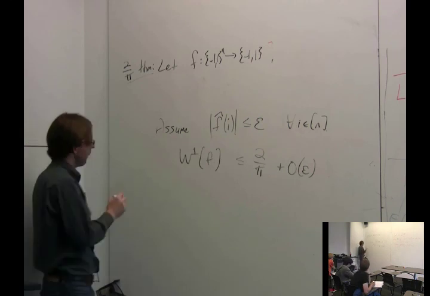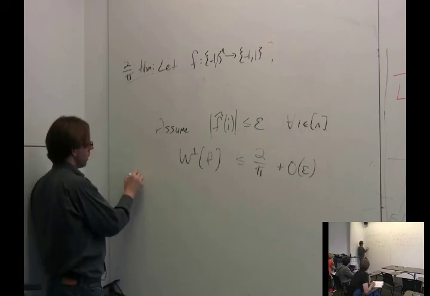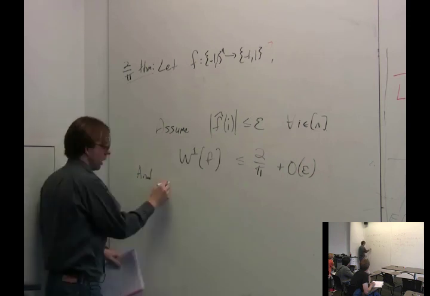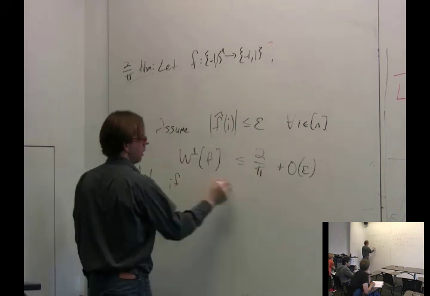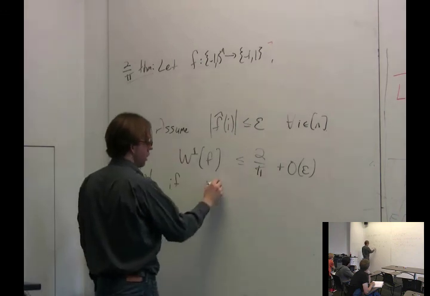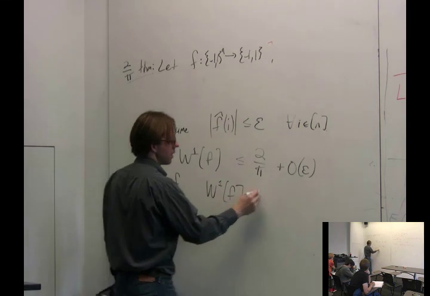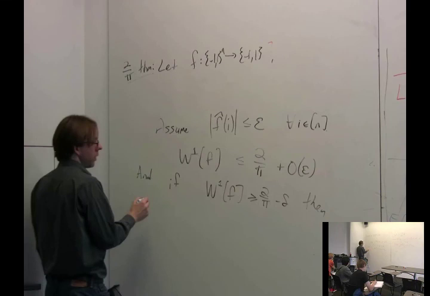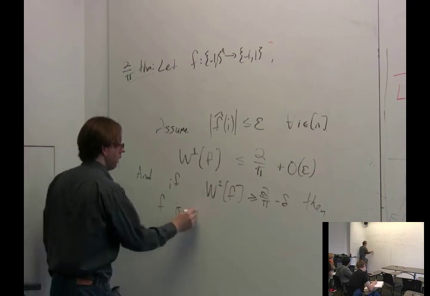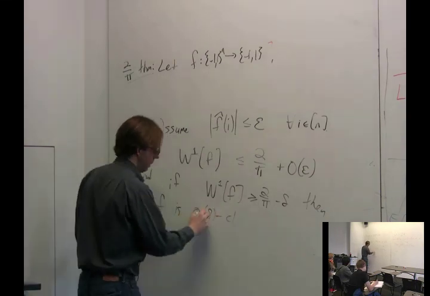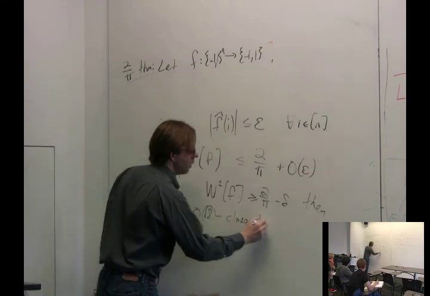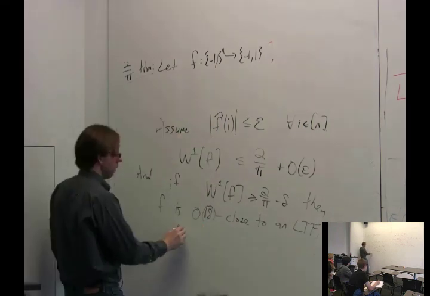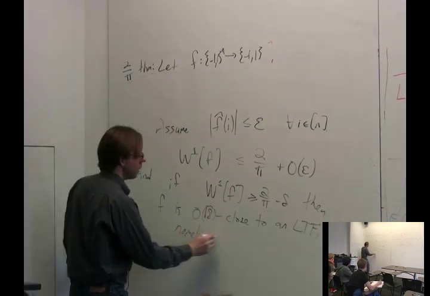And in fact, there's a cool converse to this statement, which is that if you have a function whose weight at level 1 is close to this, so it's at least 2 over pi minus delta, then it's actually close to an LTF. Maybe root delta close to an LTF. In fact, it's close to the sign of its degree 1 part.